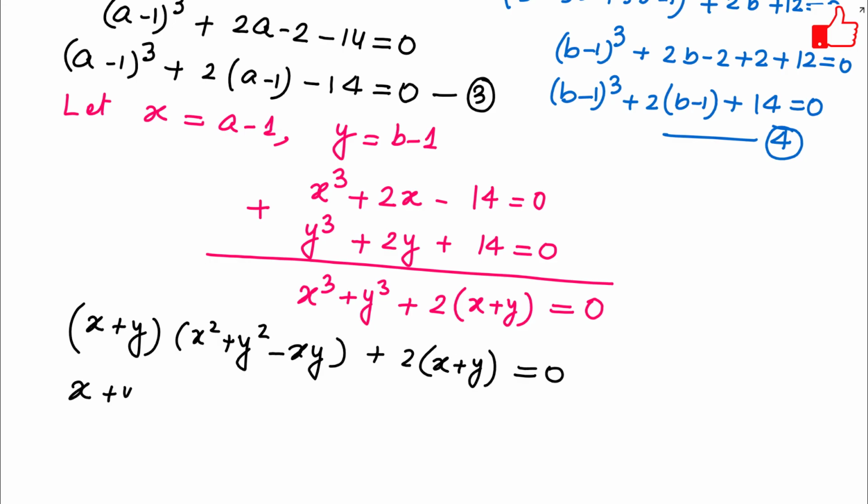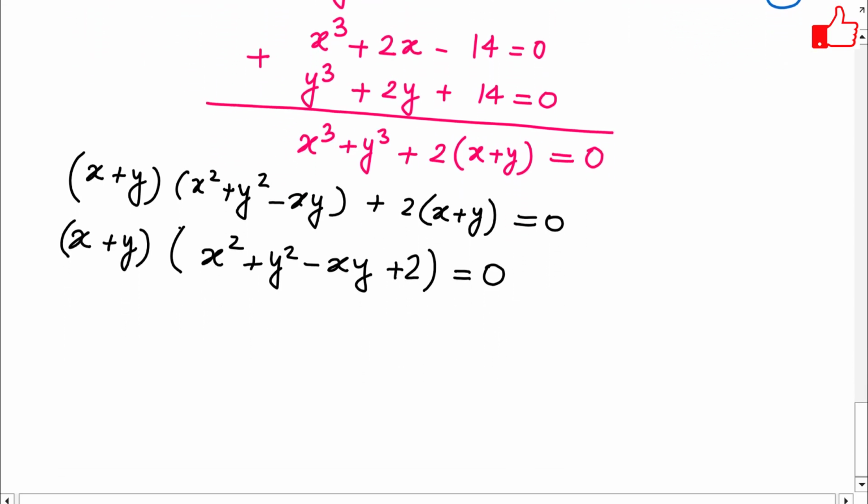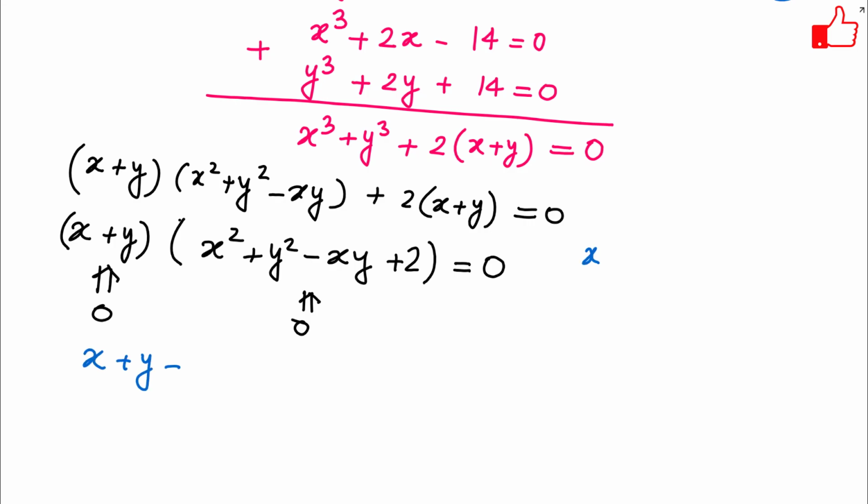Now I can take x plus y common. So what is left? You are left with x square plus y square minus xy plus 1 plus 2, because you have 2 times x plus y, this is equal to 0. Now we are going to use a trick, and in this case basically two possibilities: either this term is 0 or this term is 0. We will show that the second term can never be 0. So the first condition will be x plus y is equal to 0. And the second condition is x square plus y square minus xy plus 2 is equal to 0.